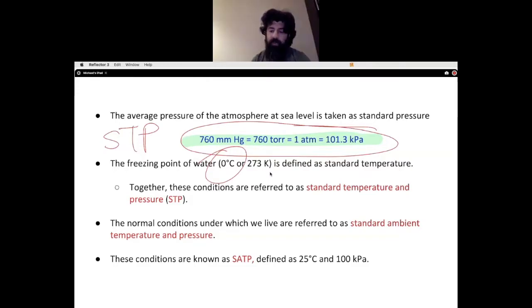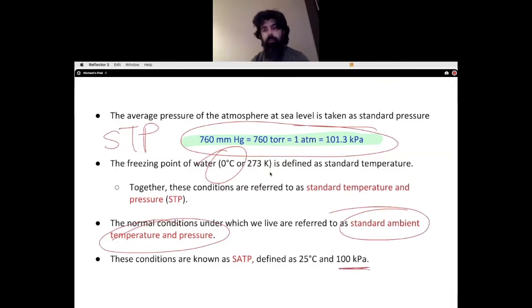Now we have something referred to as standard ambient temperature and pressure, SATP. Our P value is no longer 101.3, it's actually 100 kilopascals evenly, and the temperature at SATP is 25 degrees Celsius.